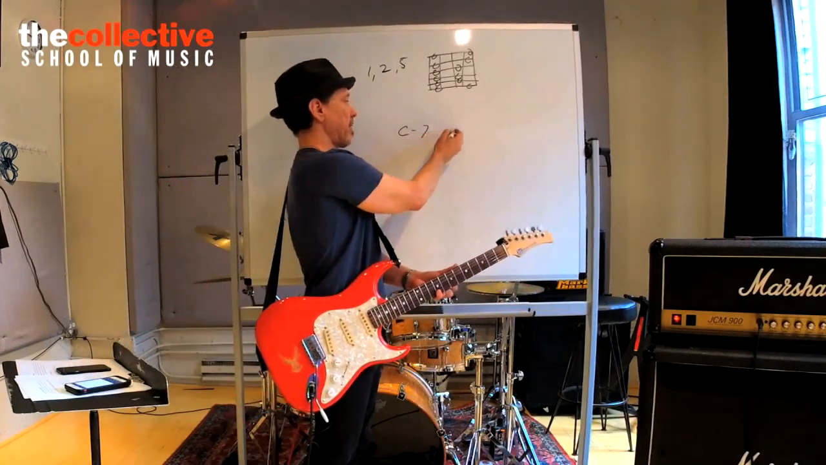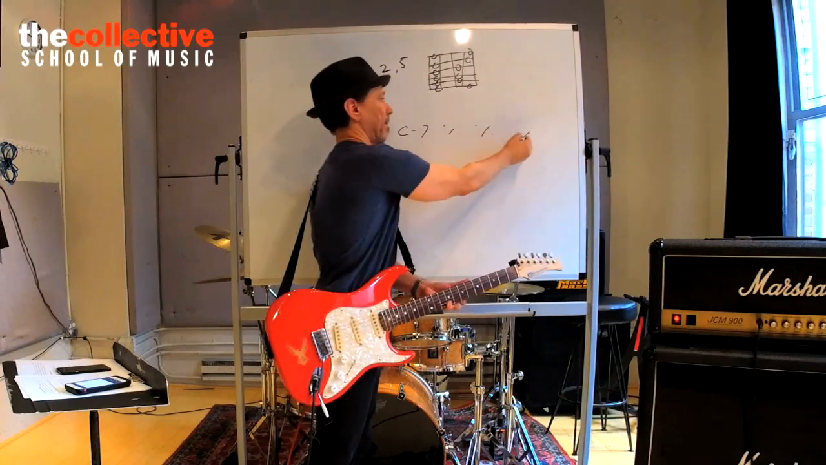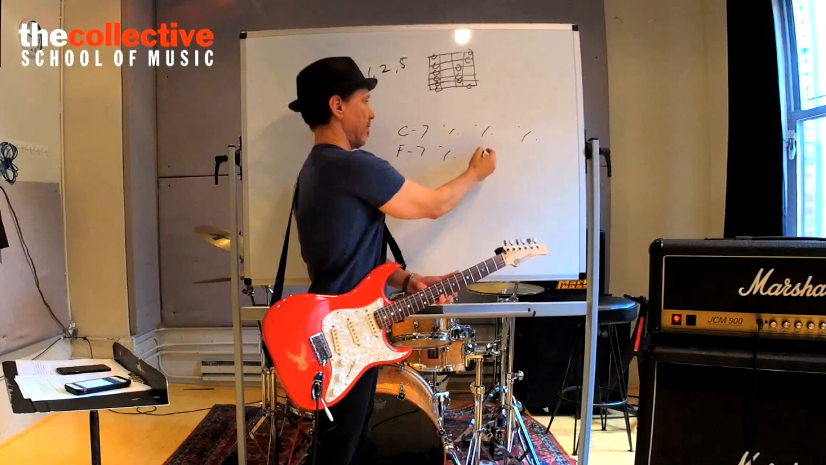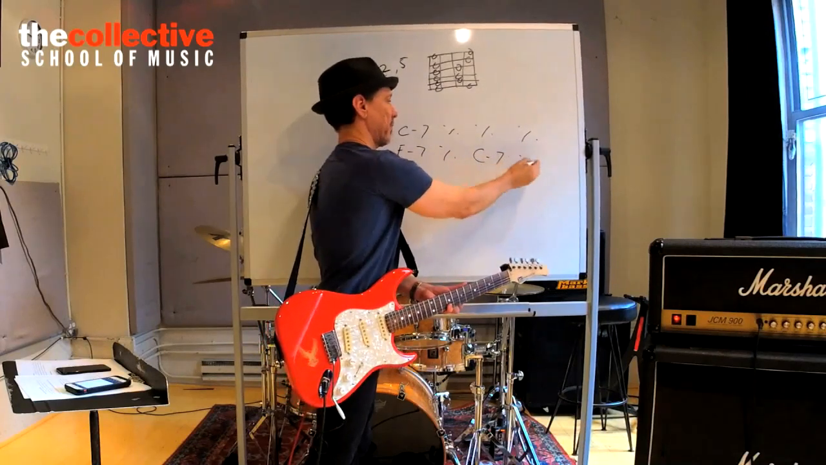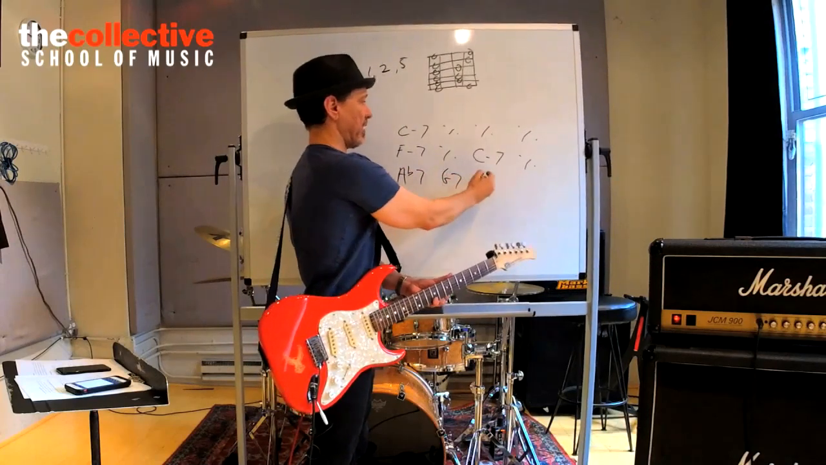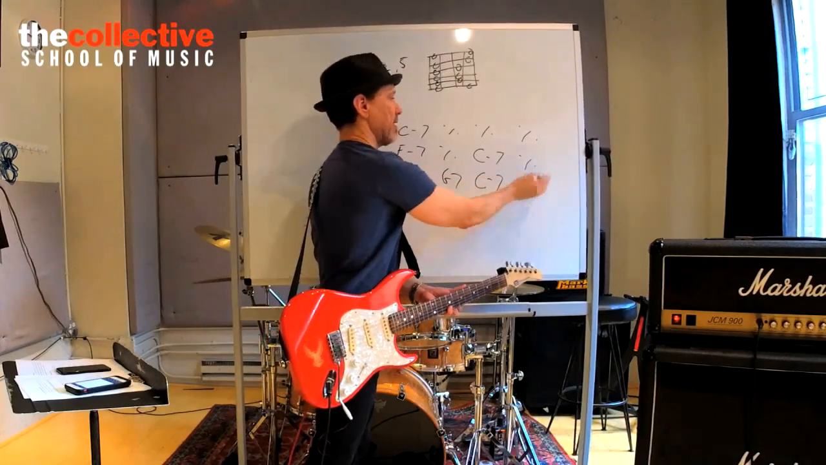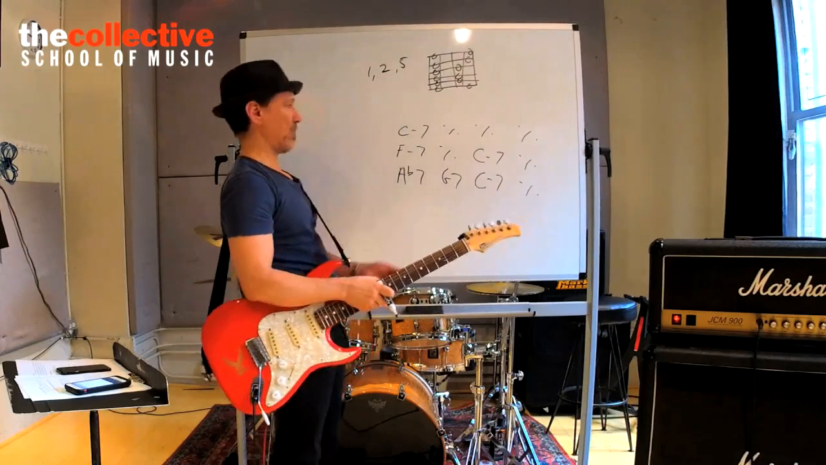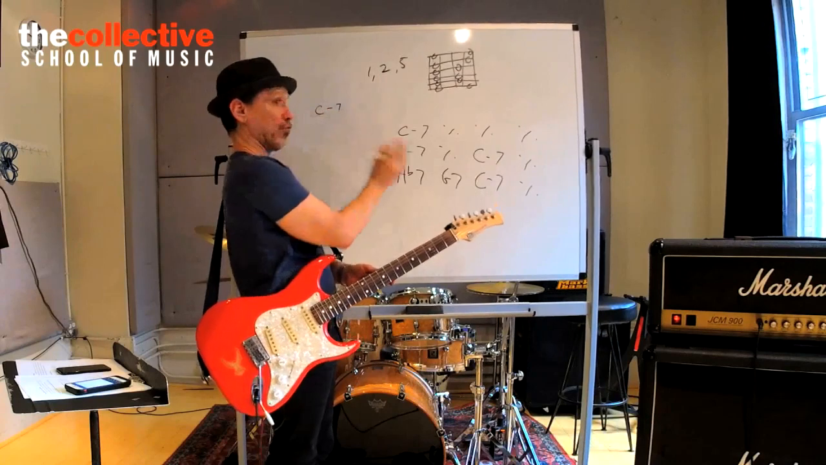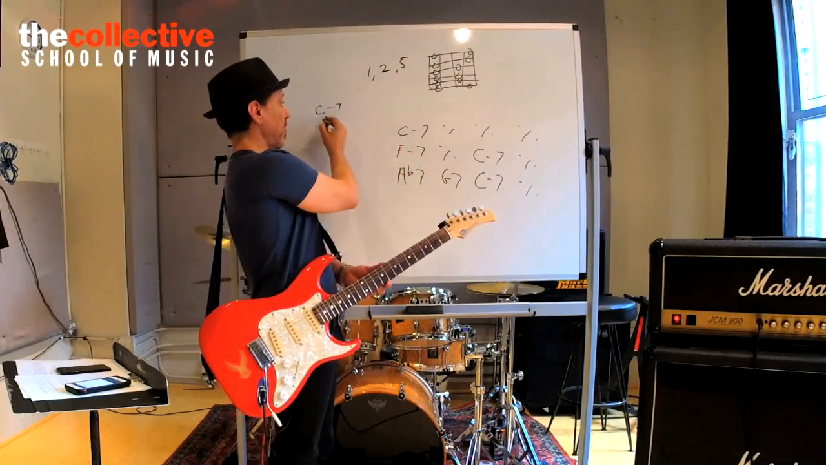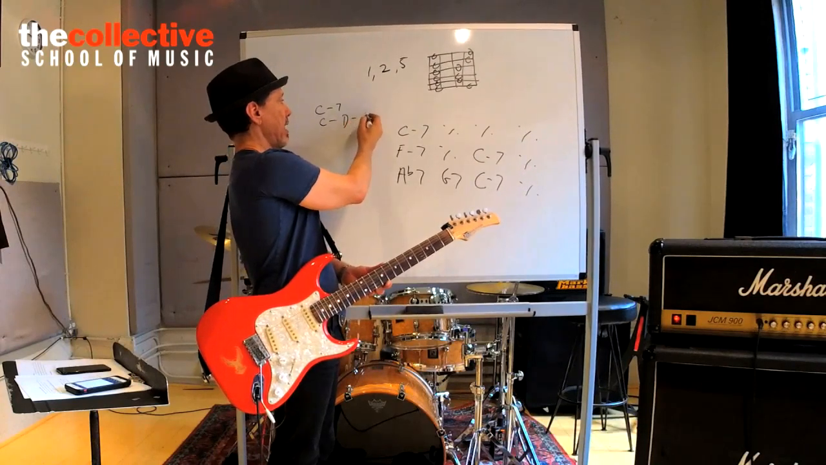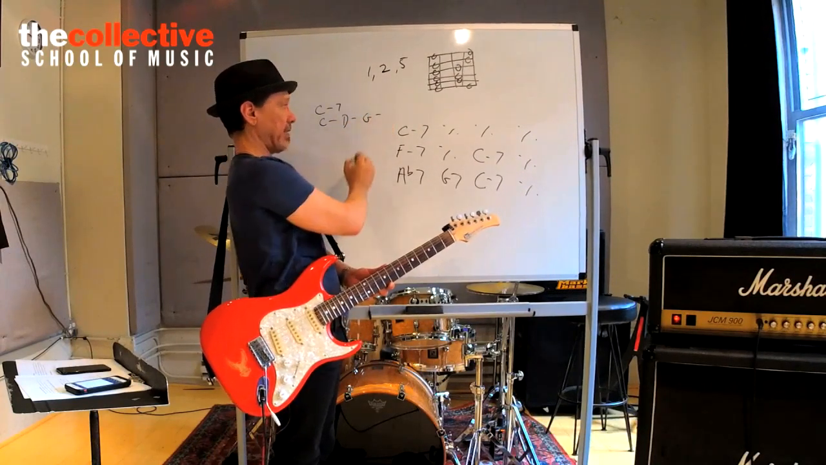C minor 7. F minor 7, C minor 7, the standard would be A flat 7, G 7, and then maybe C minor 7. Right? So in this case, we're going to do the same thing. For the C minor 7, we got the root, the second, and the fifth, right? So we got C minor, we have D minor, and we have G minor pentatonic scale.